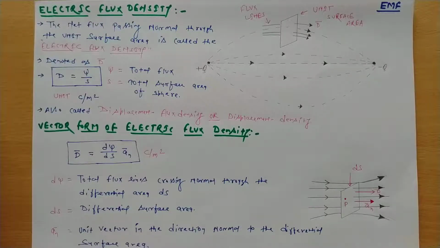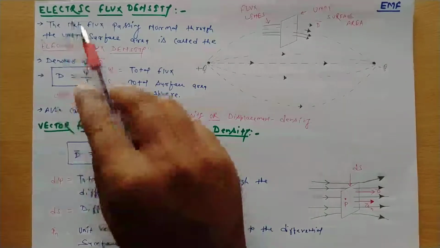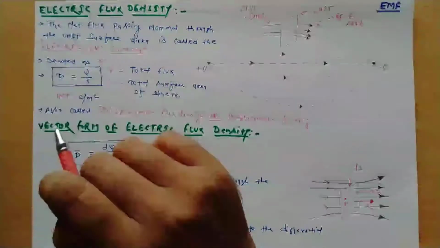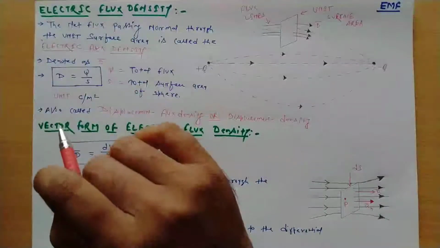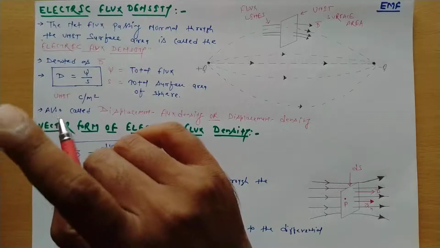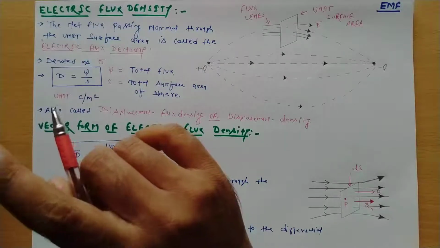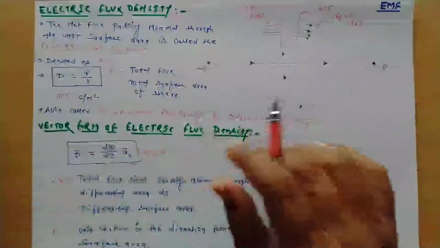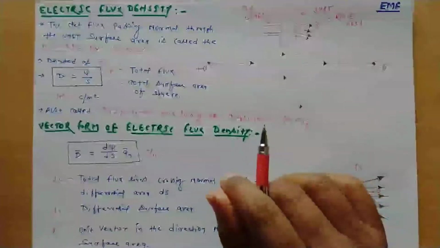Hello everyone. Now I will take the next topic in the EMF, which is electric flux density. In the previous session, we had discussed the electric flux. I told you about the electric flux, whose symbol is psi, and also about the relationship between the electric flux and the amount of charge. So now in this topic, we will see the electric flux density.